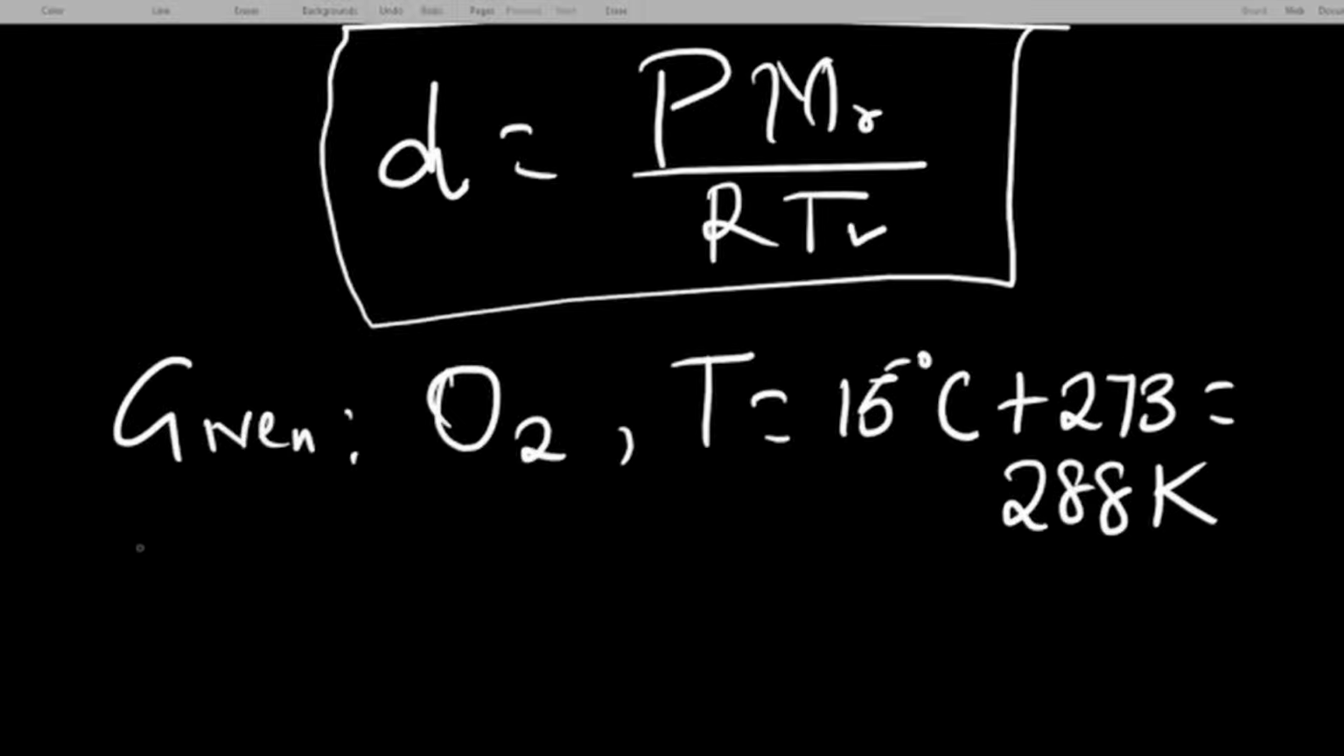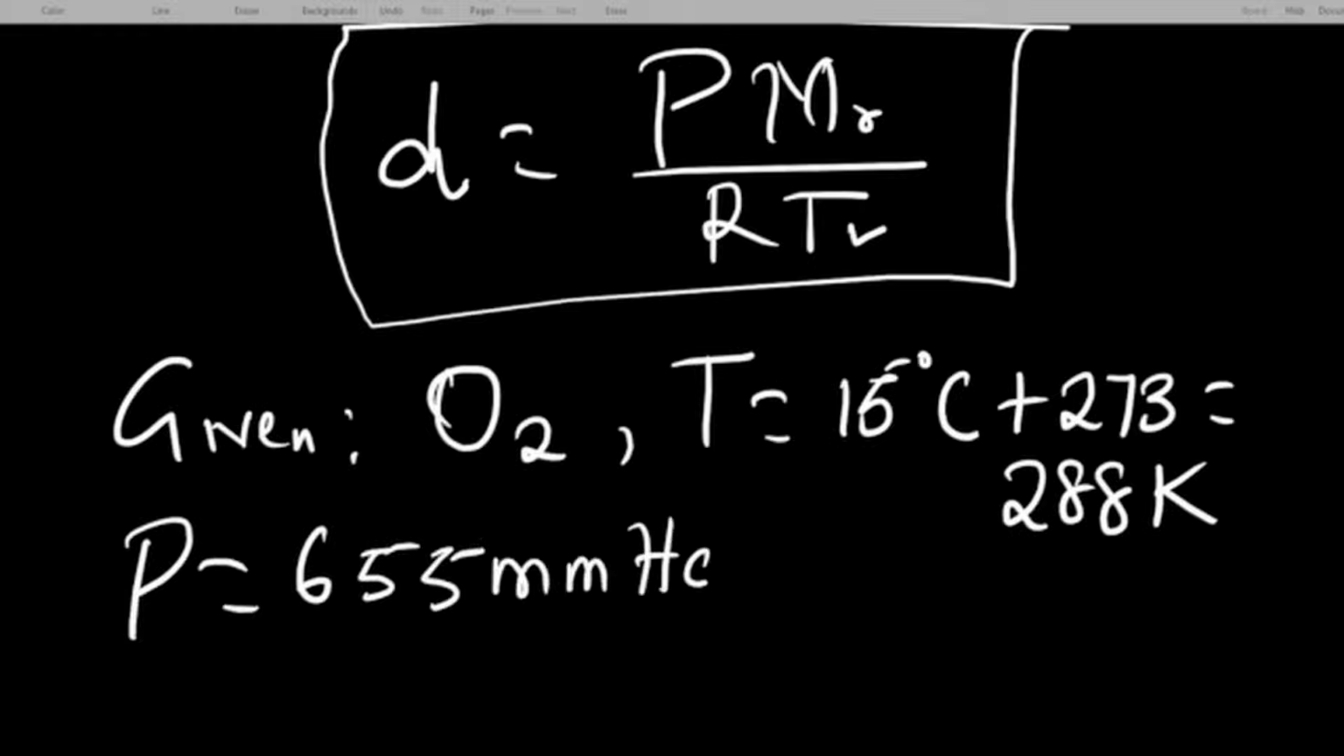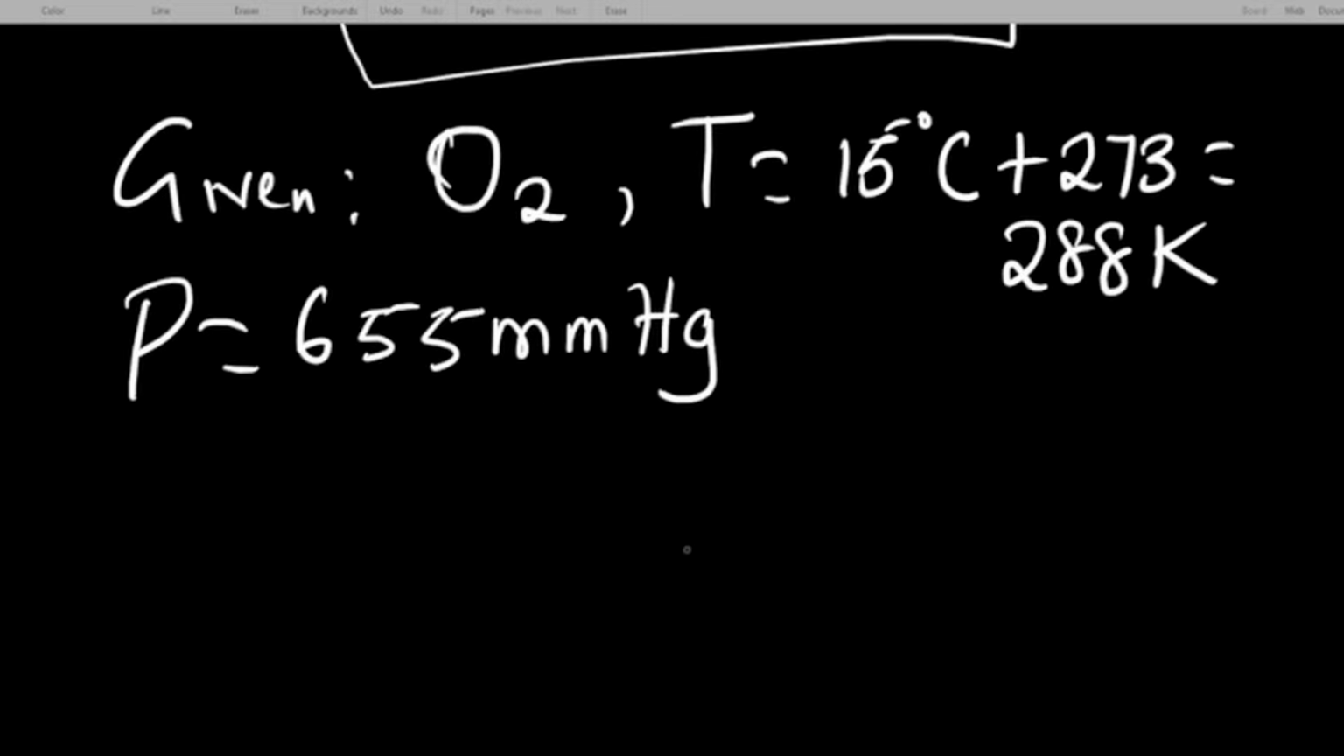Okay, for the pressure, we were given 655 mmHg, which is 655 millimeters of mercury. So you must always make sure that your pressure is in units of ATM. So we have to convert this 655 mmHg to ATM.